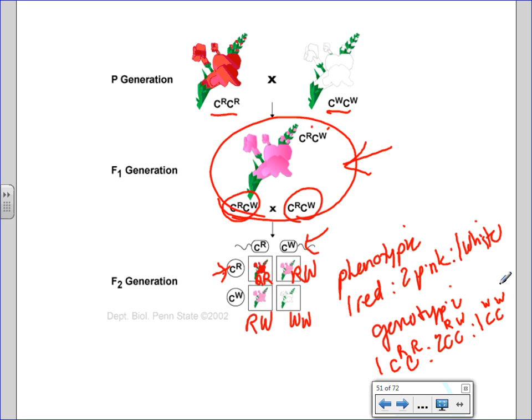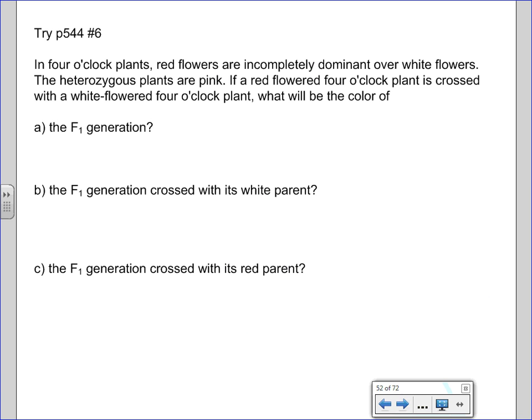So the other way you can look at it is 50% of the offspring would have pink flowers, 25% would have red, and 25% would have white. So that's incomplete dominance.